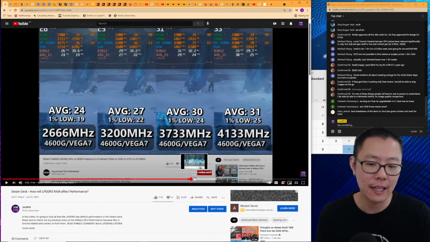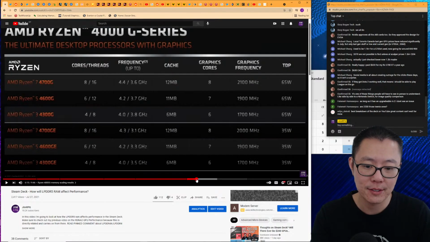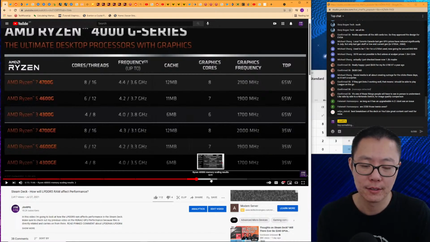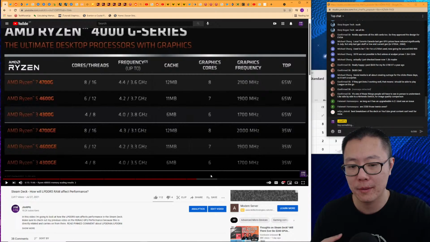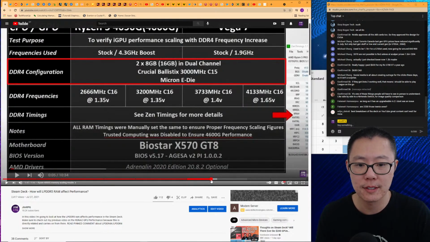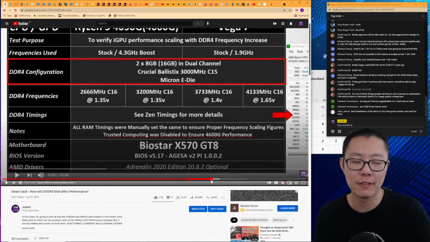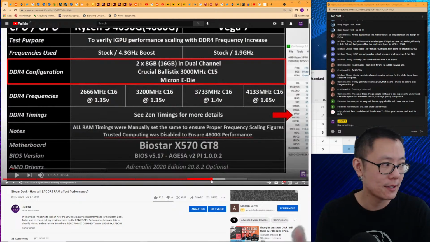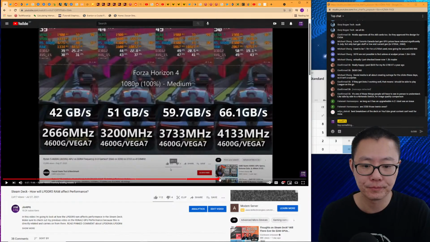Anyways, the other thing is that these processors are running at 65 watts, and the Steam Deck processor is running at 15. So you may not get as big of a performance bump, but you should still see similar scaling if you have your processor run at like 15 watts and you're testing all of these memory speeds out. So anyway, these are the memory speeds that he tested out.